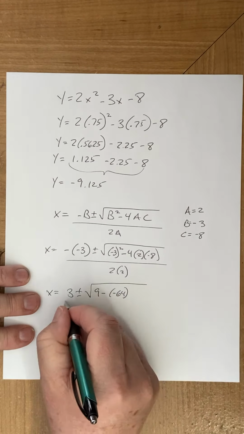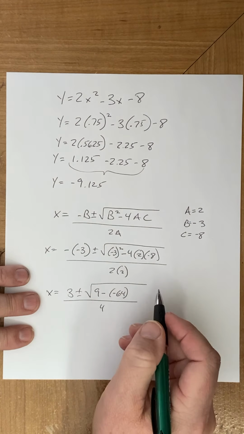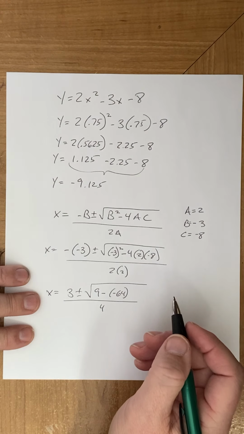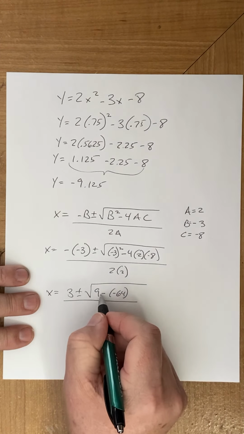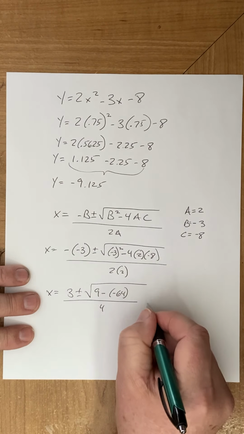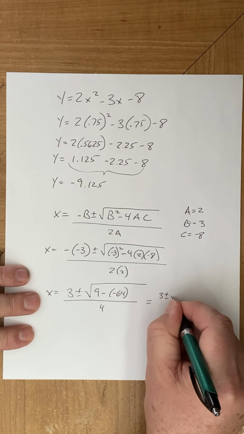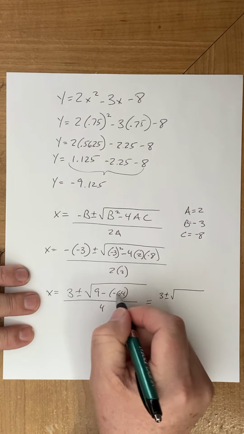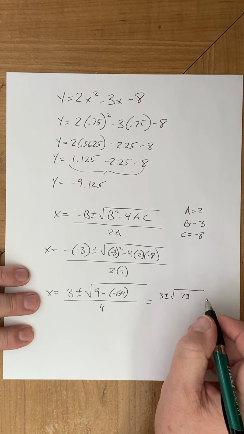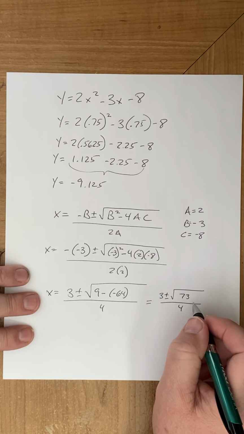Well, what is 9 minus negative 64? Wasn't that just the same as 9 plus 64? Okay. Minus a negative is the same as plus. So I'm going to do that all right over here. So we get 3 plus or minus square root of 9 plus 64 is 73, all over 4. Remember I said this wasn't going to come out even. This is going to be a little bit ugly.